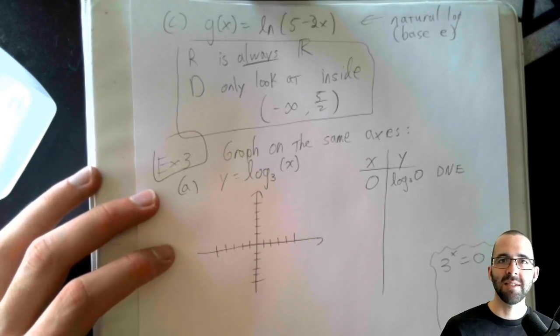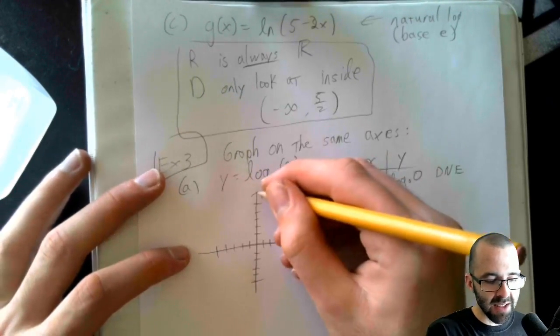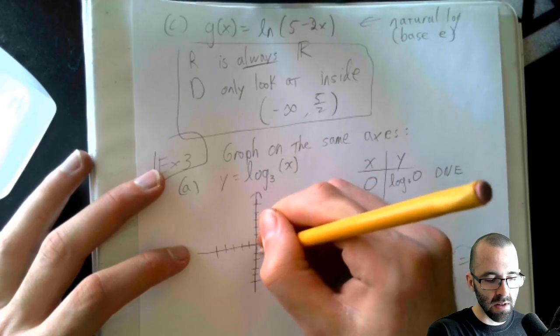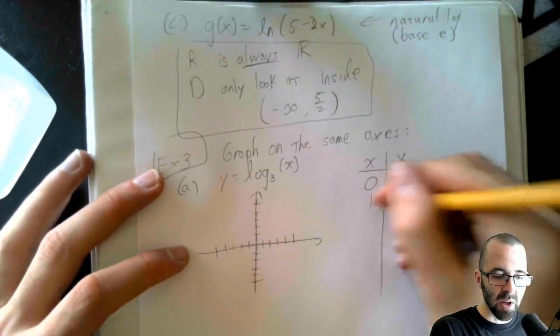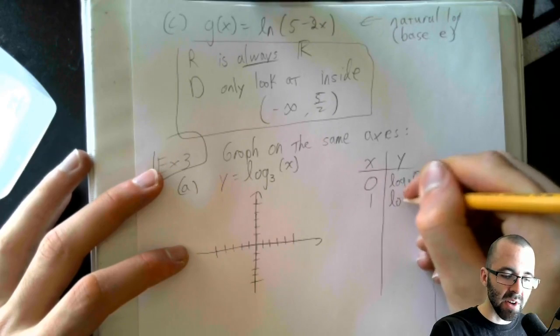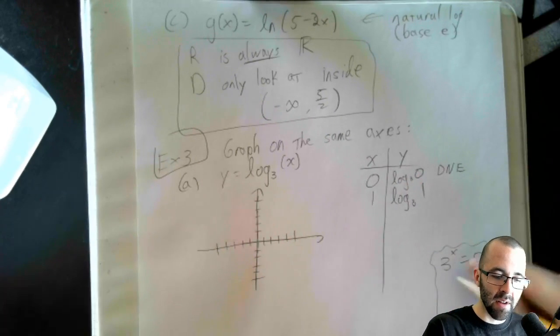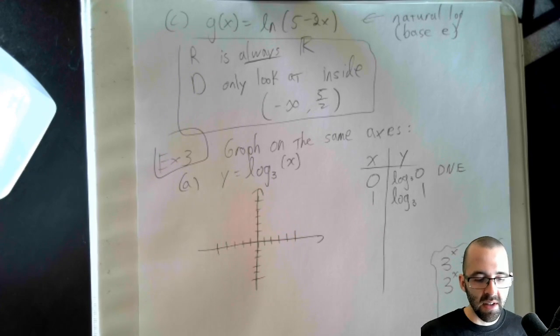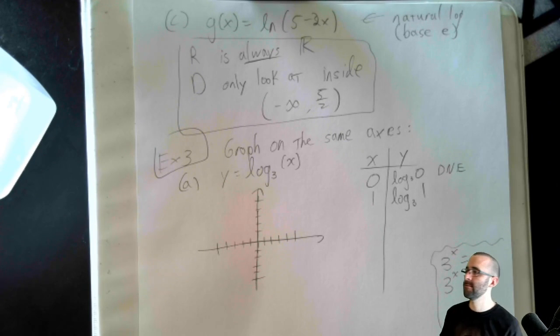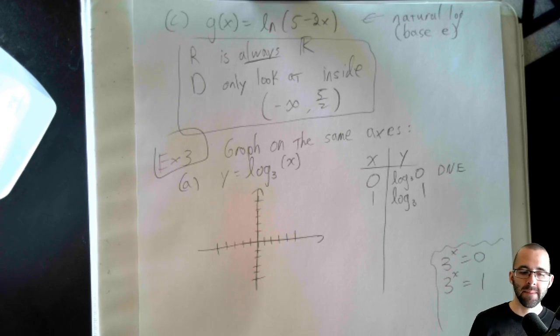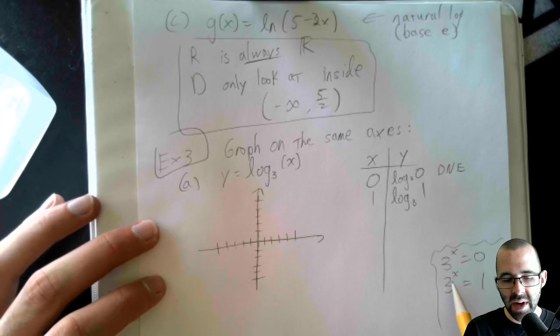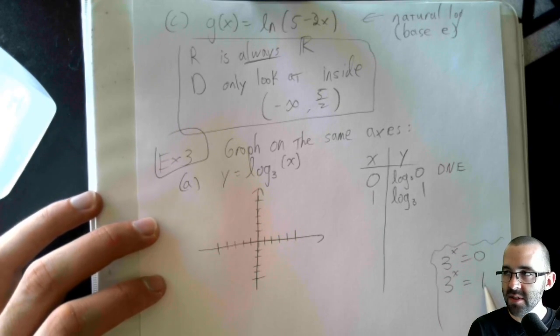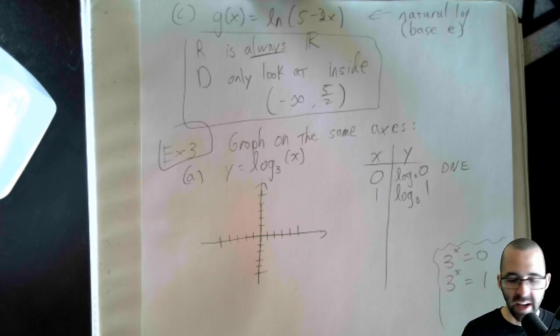So let's plug in something else. And we have an asymptote at 0. Let's plug in 1. So what is log base 3 of 1? 3 raised to what power is equal to 1? What exponent do we raise the number 3 to get a 1 on the outside? Somebody give me the answer.